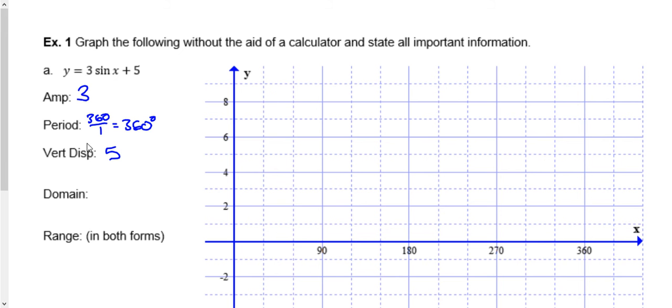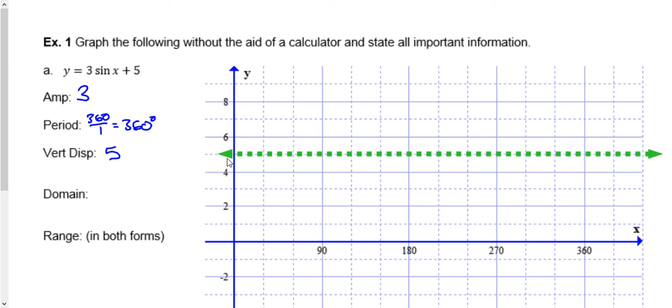So first things first, vertical displacement. I'm going to sketch in a line at 5. And basically this line is splitting my graph right in half. That's what it is, we shifted our graph up by 5. We're splitting it right in half right there. From there, we can sketch on, because it's a sine curve, 3 above our vertical displacement line. And so our sine curve has to go at its peak at 90, 0 at 180, at its lowest 270, back to 0 at 360.